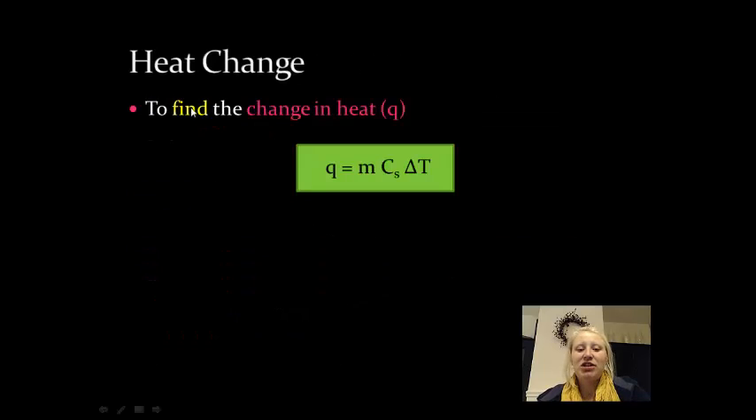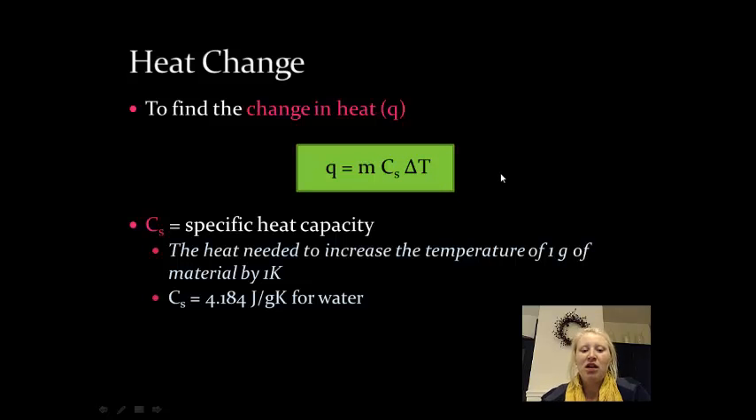To find the change in heat of a substance, we are going to use the following formula. Remember, heat is Q. Q is equal to the mass of the substance times the specific heat capacity of the substance times the change in temperature of the substance. This Cs, the specific heat capacity, is the heat needed to increase the temperature of 1 gram of material by 1 Kelvin, or 1 degree Celsius. For example, water has a specific heat capacity of 4.184 joules. So 4.184 joules are required to raise 1 gram of water 1 Kelvin.